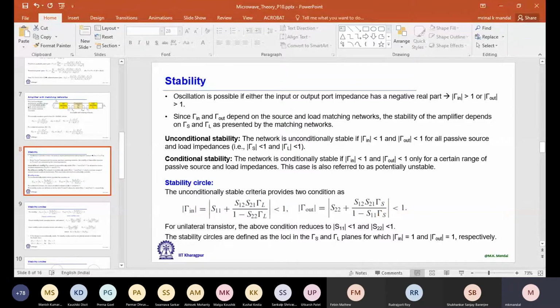So to be stable as an amplifier, we need to avoid oscillation, and oscillation is possible for a two-port network if either the input or output port impedance has a negative real part. Now, when we have a negative real part and you calculate gamma for that case, it becomes more than 1. Now, in practice, can we really have a negative real part?